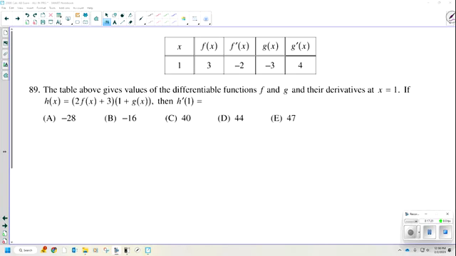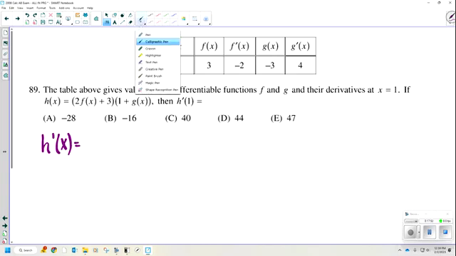Number 89, another table. The table above gives values of the differentiable functions f and g and their derivatives at x equals 1. If h of x is 2f of x plus 3 times 1 plus g of x, then find h prime of 1. Before I plug in the 1, let's first find the derivative of h, okay? If you don't see it, you best see it or you get it wrong.